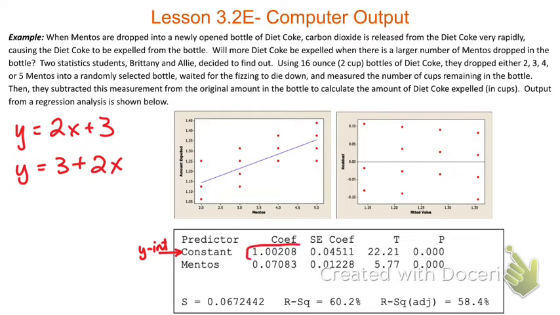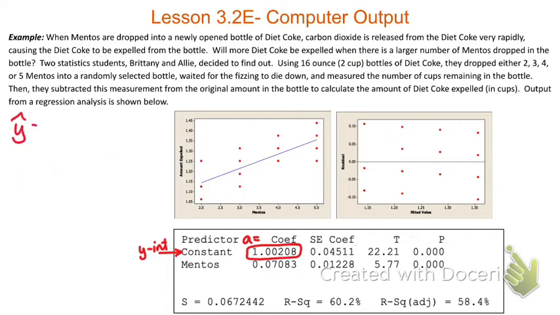This particular number right here is the a value for our regression equation. Remember, our regression equation has this format of y hat equals a plus bx. So the a is our y-intercept, and we just found out what the a is by looking at our computer output. Pretty easy, right? The constant is the y-intercept, and it's the first number that you come across in the computer output.